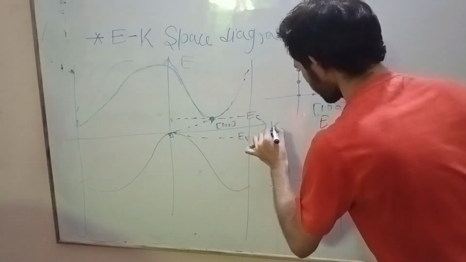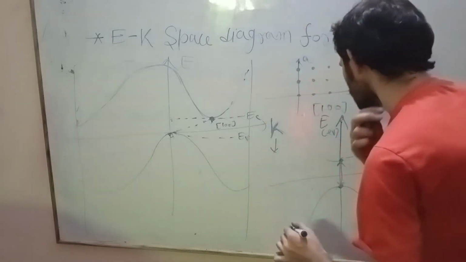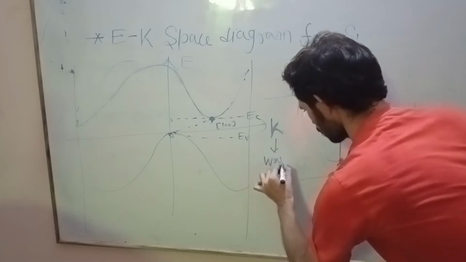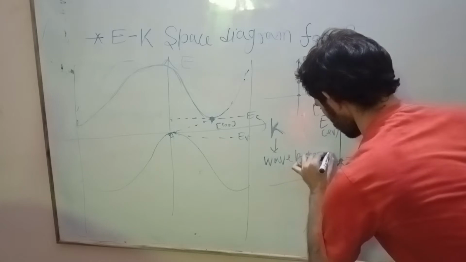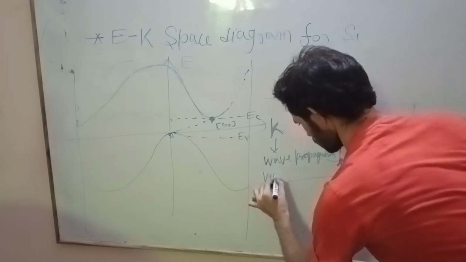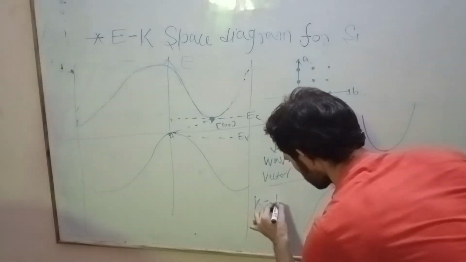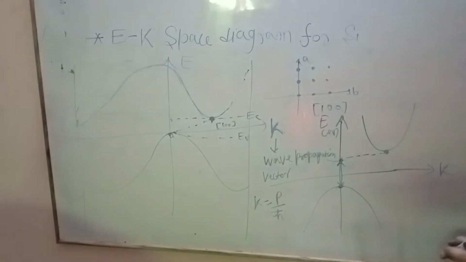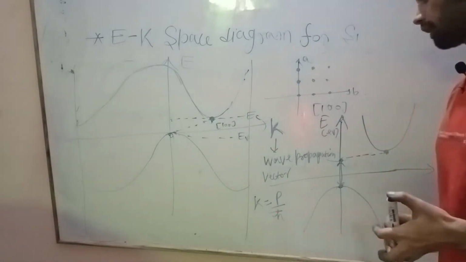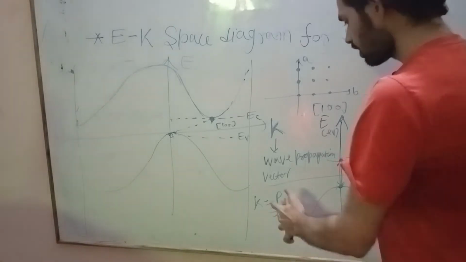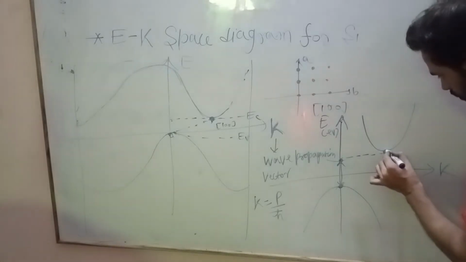Remember, this K is not directly momentum. This is actually a K space. This K is nothing but the wave propagation vector. It is actually a wave propagation vector. And this K is related to what? P by h cut. So P is what? Momentum of free electron. So therefore this K for free electron is momentum.